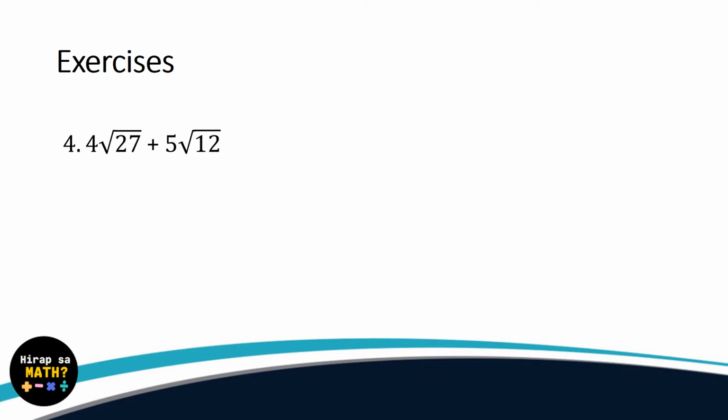Sa fourth problem, 4 square root of 27 plus 5 square root of 12. Ito yung sinasabi natin na what if hindi magkapareho sila or hindi sila like radical. Ang gagawin natin, ifo-force natin or hahanapin natin ng way kung paano sila magiging pareho. Ang 4 square root of 27, ang 27 ay kaya nating biakin into square root of 9 times 3. Ang 5 square root of 12, ito naman 12 ay pwede nating hatiin into square root of 4 times 3.